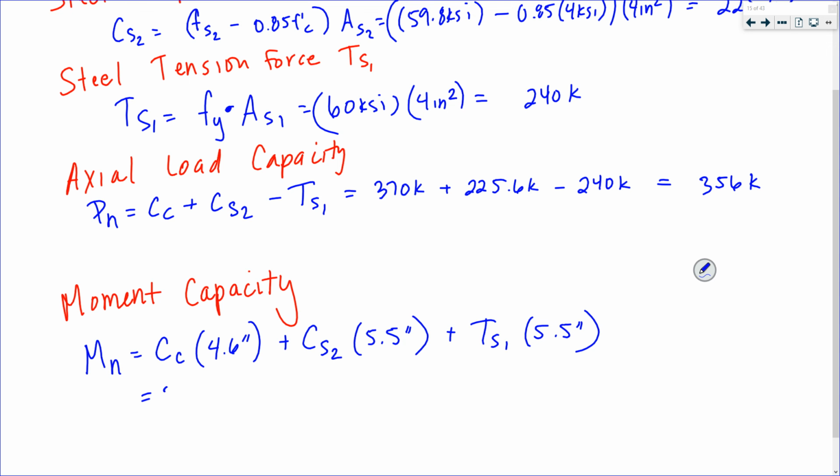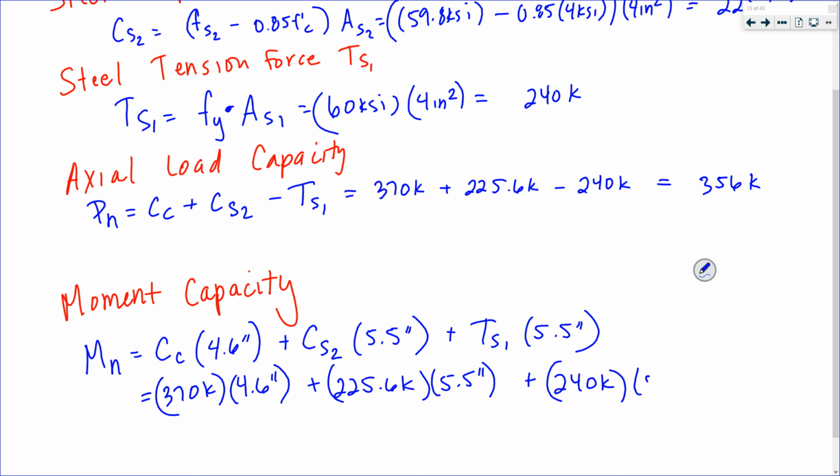So let's see, 370 kips times 4.6 inches plus 225.6 kips times 5.5 inches plus 240 kips times 5.5 inches. Four, 2, 6, 3. Or 355 kip feet.